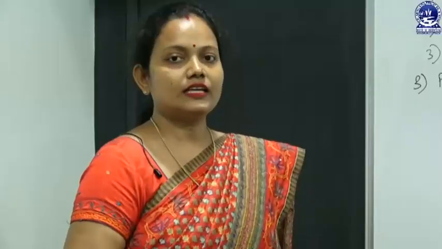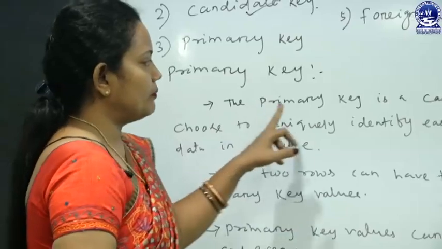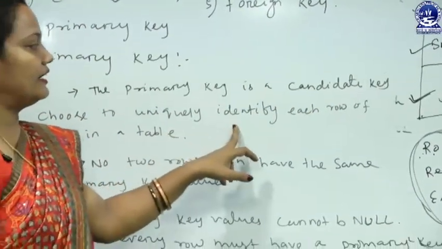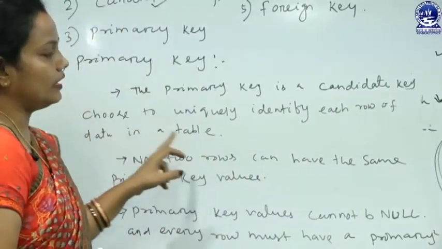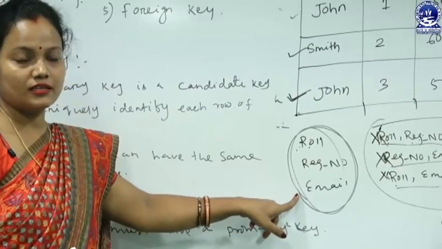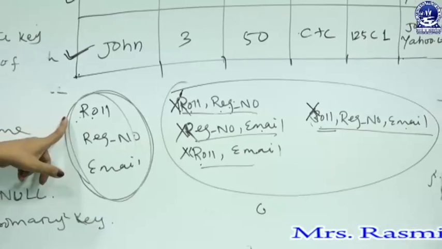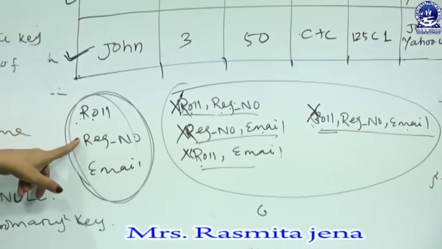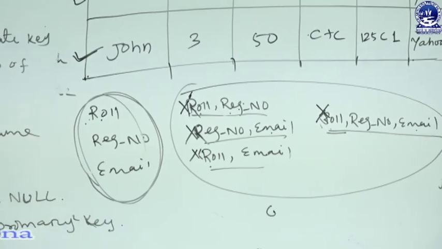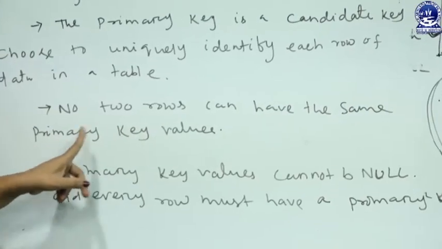Okay. Let us see primary key. Primary key means what? A primary key is a candidate key chosen to uniquely identify each row of the data in a table. We know that these are the candidate keys of the student relation. Among these candidate keys, one is to be chosen as the primary key. That is roll number, registration number and email. From these we can choose one as a primary key. Second, no two rows can have the same primary key value.